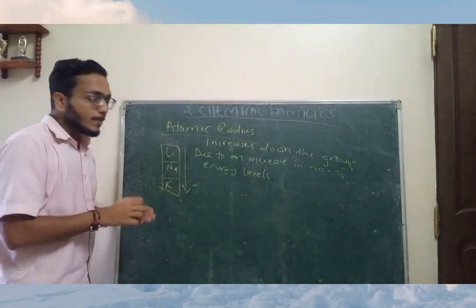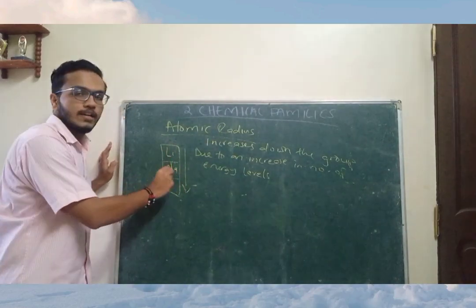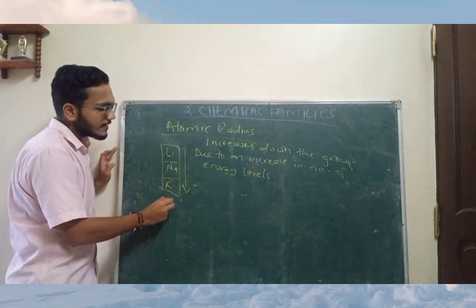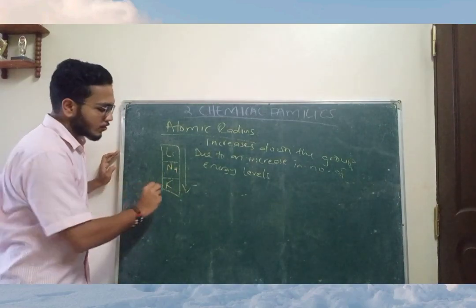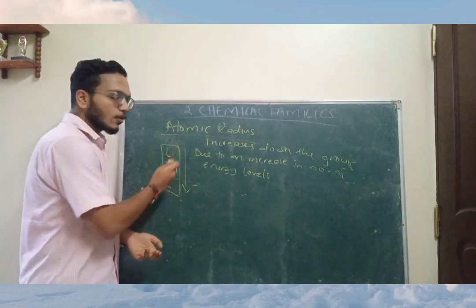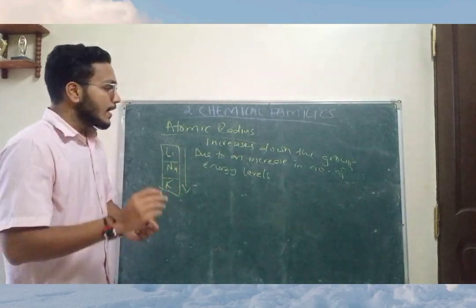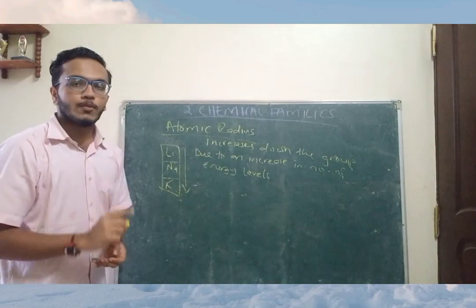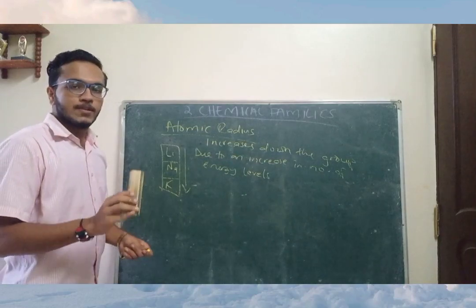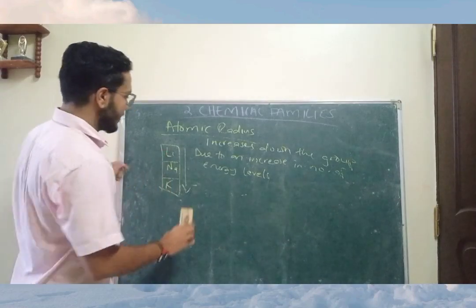This tells you that the atomic radius of sodium is greater than the atomic radius of lithium, because sodium has more energy levels than lithium. However, the atomic radius of potassium is greater than the atomic radius of sodium. Why? Because potassium has more energy levels than sodium, hence a greater atomic radius. In all the groups, in alkali metals, alkaline earth metals, halogens and noble gases, atomic radius increases down the group due to an increase in number of energy levels.